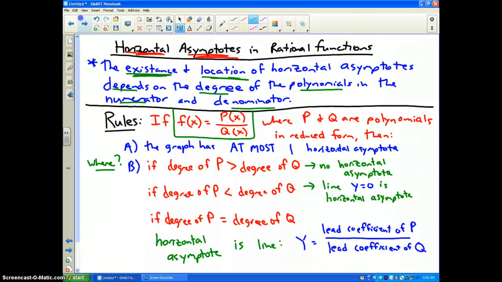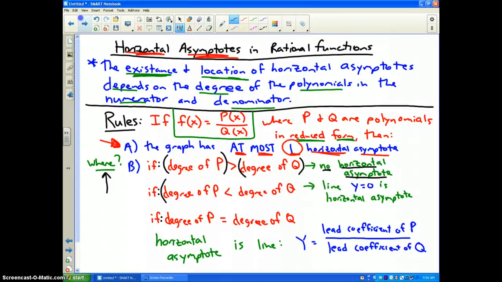If p of x divided by q of x are polynomials that are in reduced form, then what do you know? Well, first of all, you know for sure that the graph has at most one horizontal asymptote. At most one. It could be 0, but it may have one. Now, where are they? Well, where they are depends on the degrees of p and q. If the degree of polynomial p is greater than the degree of polynomial q, it will have no horizontal asymptote.